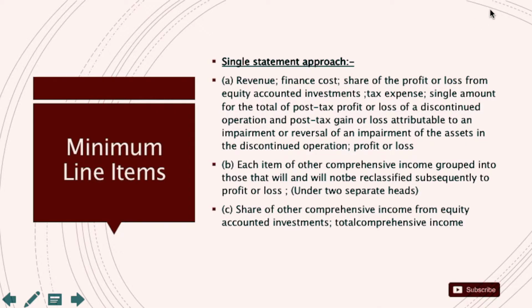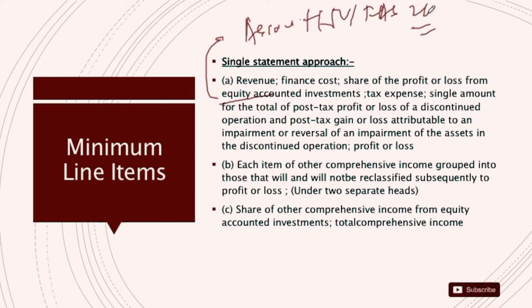So next, let's discuss the minimum line items to be included. Let's start with the single statement approach. If you're following a single statement approach, you need to disclose at least the following minimum items: the revenue, the expenses, the finance cost, along with any share of profit from investments that are accounted for using the equity method, which generally means your associates or joint ventures under IAS 28 under full IFRS, and any profit or loss from discontinued operations or any impairment gains and losses reversals from that. Along with that, as we are preparing a single statement, we need to add the other comprehensive income items.